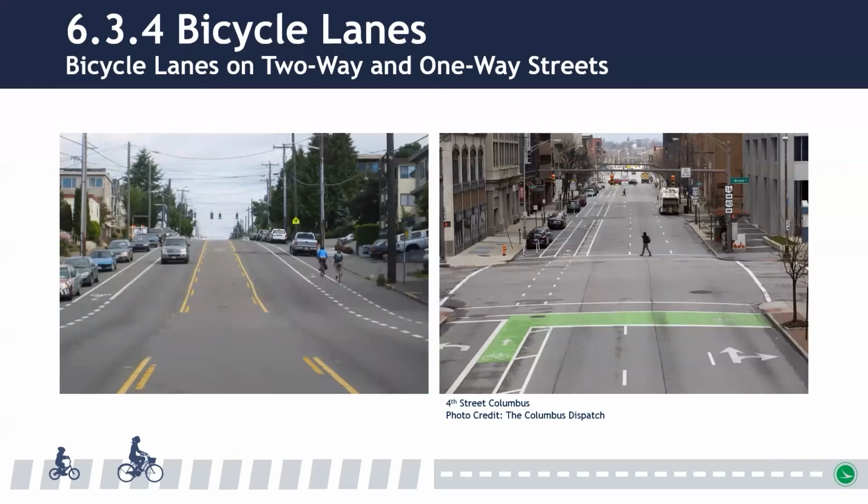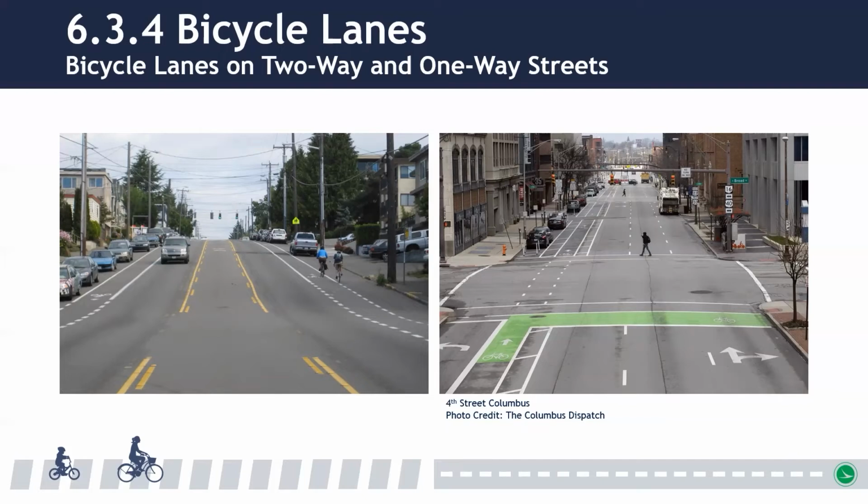When provided, bike lanes should be provided on both sides of two-way streets. A bike lane provided only on one side may invite wrong-way use. However, there are instances where providing a bicycle lane on one side may be acceptable.